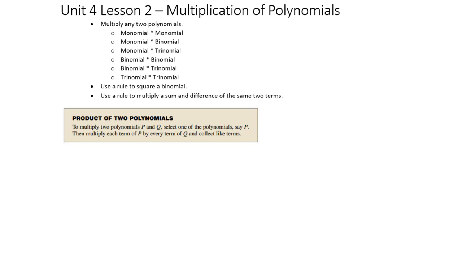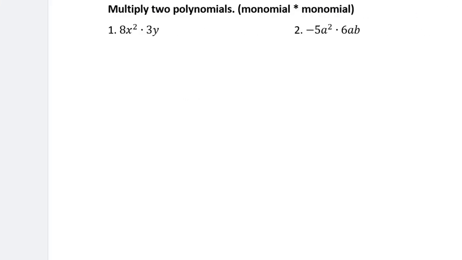All right, there's a little fact here. It says the product of two polynomials. To multiply two polynomials p and q, select one of the polynomials, say p, then multiply every term in p by q. So it's just like multiplying when you have something in front of a parenthesis. But now if you have multiple terms in front of a parenthesis, you've got to distribute everything from that first parenthesis to that second parenthesis. So let's go ahead and get started.